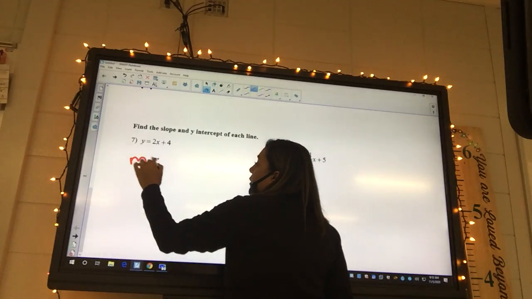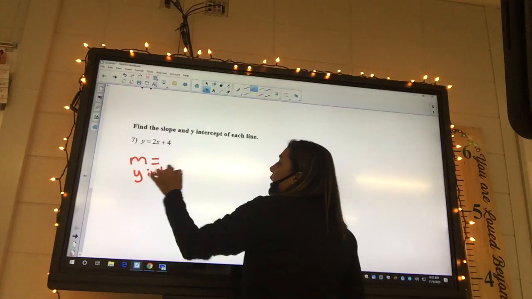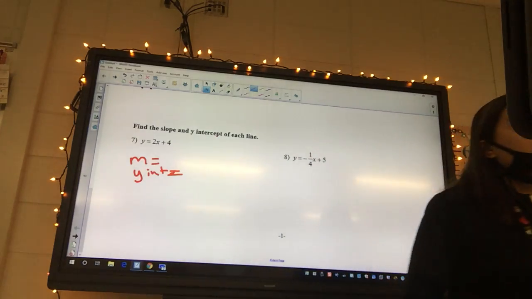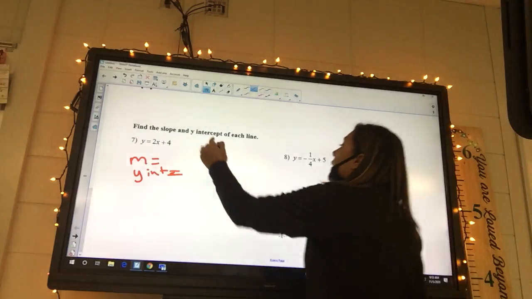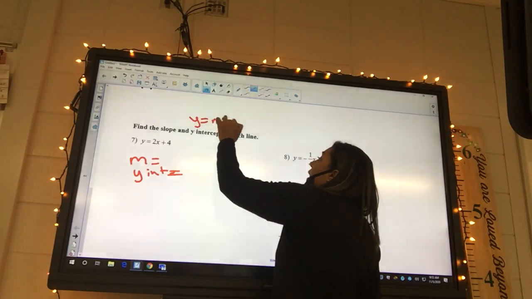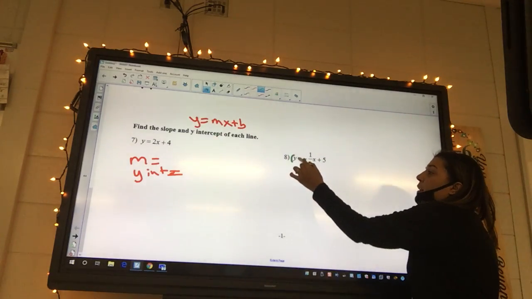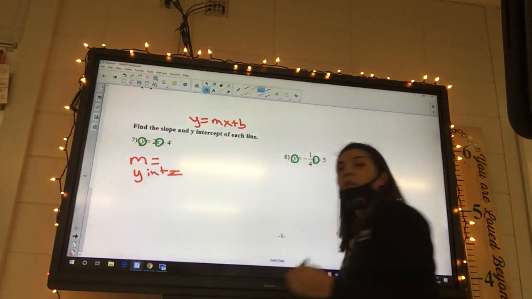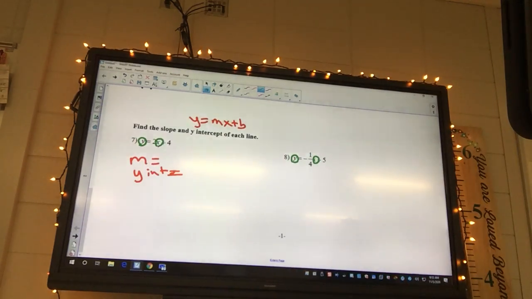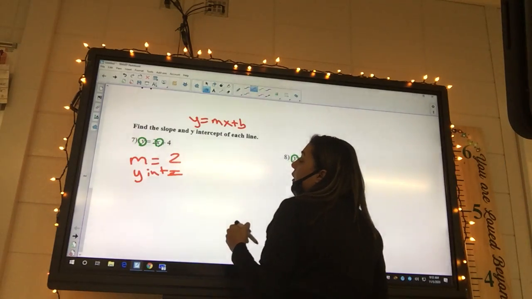So some of you keep doing this. We got our y-intercept. Our slope is not 2x, it's just 2, because the x part is part of the formula, y equals mx plus b. The y stays there, the x stays there. It's just the number in front of the x. So the m is just 2. The y-intercept is 4.